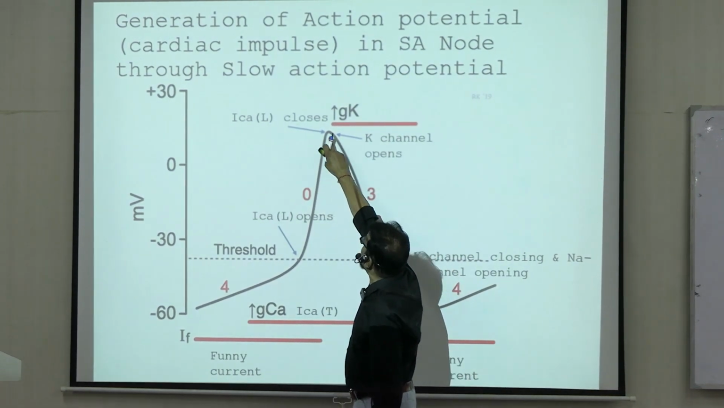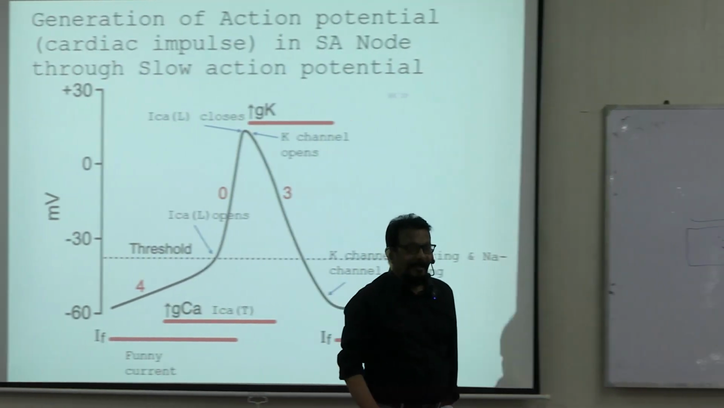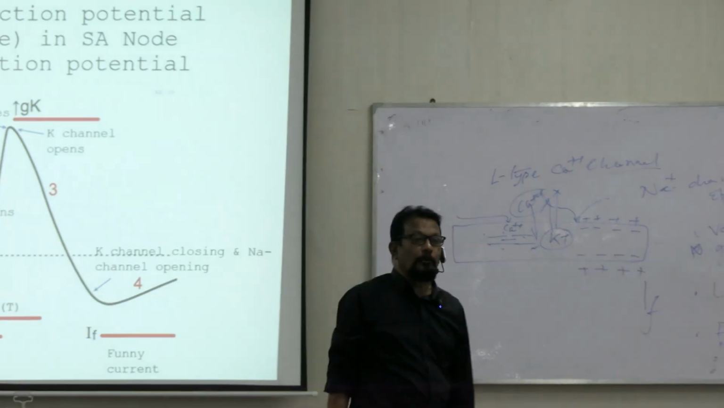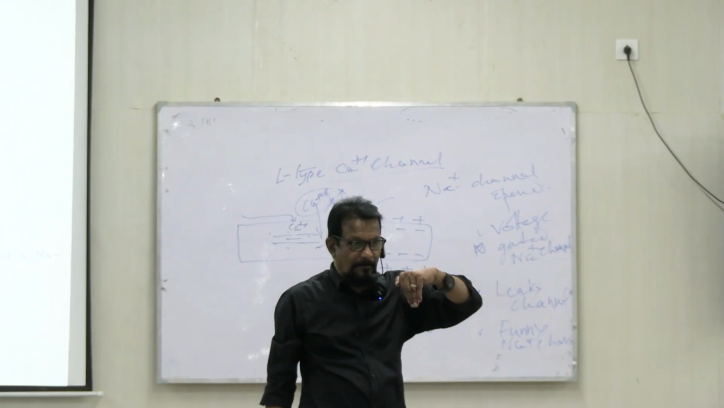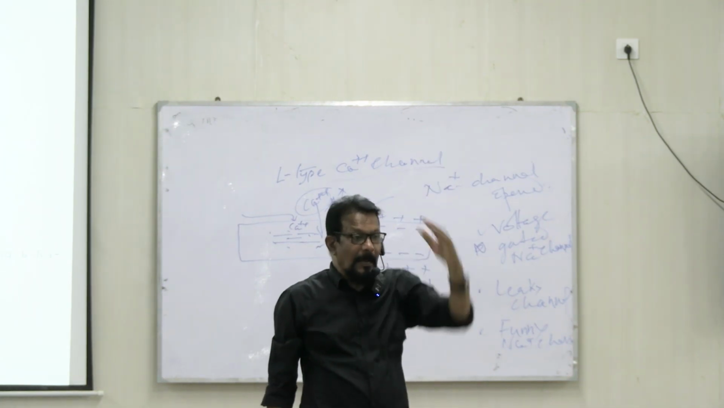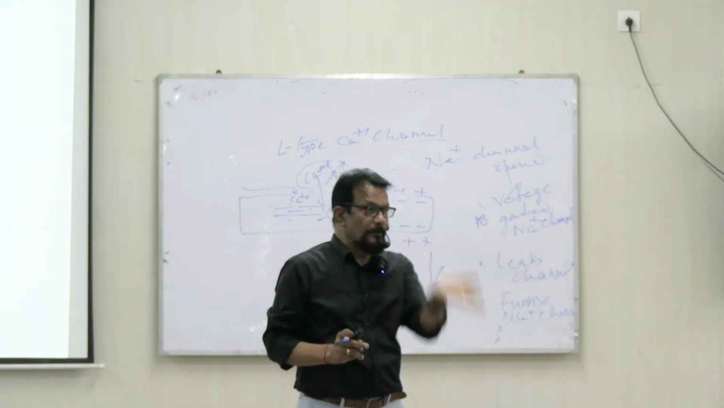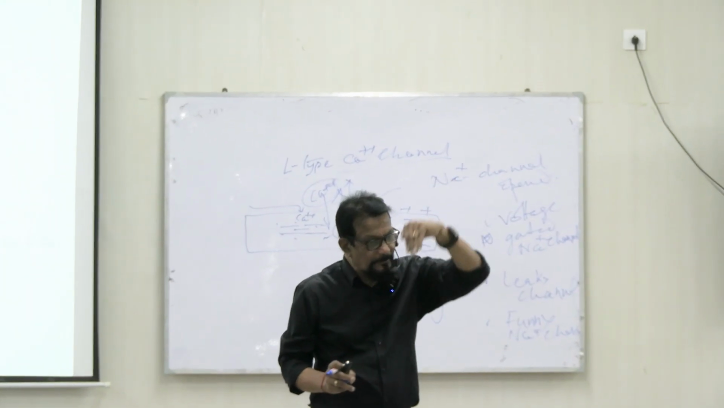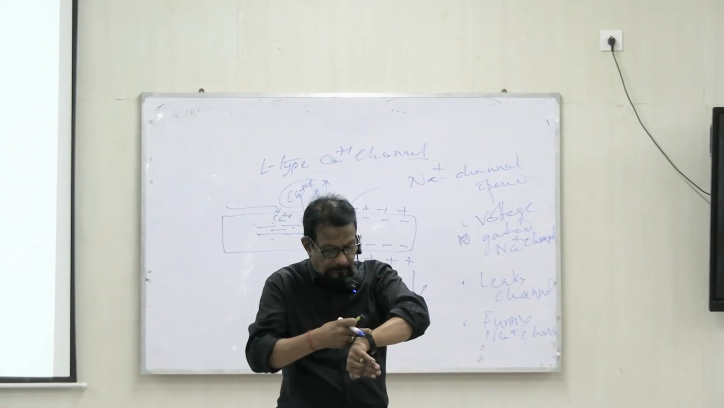The L type calcium channel closes here, and another channel will open now, the potassium channel. So no entry of calcium ion, no more depolarization. Now the potassium channel is open. Potassium will be coming out of the cell, gradually, and the potential will become negative gradually.